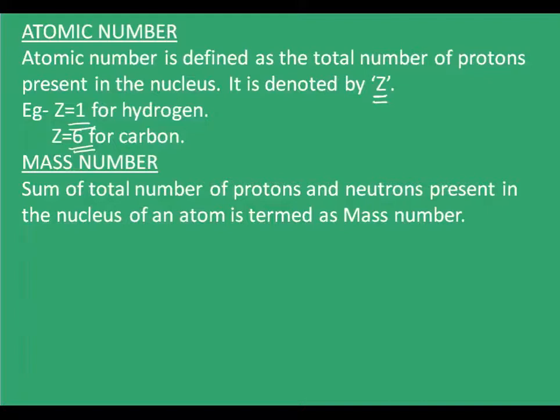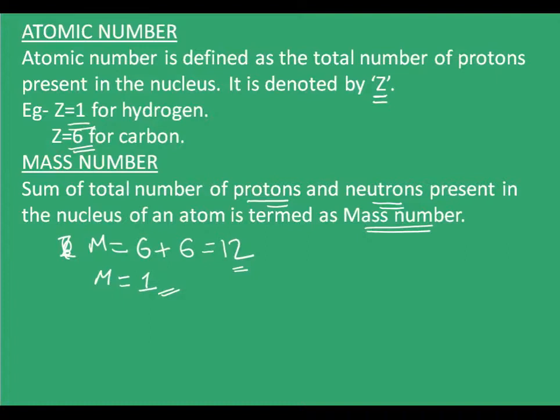Mass number. The sum of the total number of protons and neutrons present in the nucleus of an atom is termed as mass number. For carbon, the mass number is the number of protons, that is 6, plus the number of neutrons, that is also 6, giving it equal to 12. The case of hydrogen is a little bit tricky. Hydrogen doesn't have any neutron. Hence, the mass number of hydrogen is simply the number of protons it has, which is equal to 1.